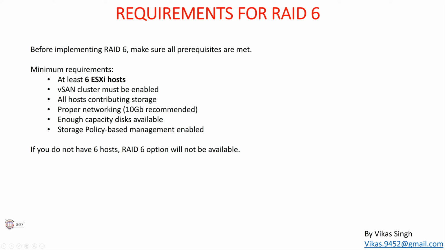Now these are the requirements to implement RAID 6 in vSAN. Before implementing RAID 6, make sure your environment meets all the requirements. You need a minimum of 6 ESXi hosts in your cluster. The vSAN cluster must be enabled, all hosts must contribute storage, you need proper networking, ideally 10 Gbps for the storage traffic, enough capacity disks, and storage policy based management enabled. If you don't have at least 6 hosts, the RAID 6 option will not appear when you create a policy.